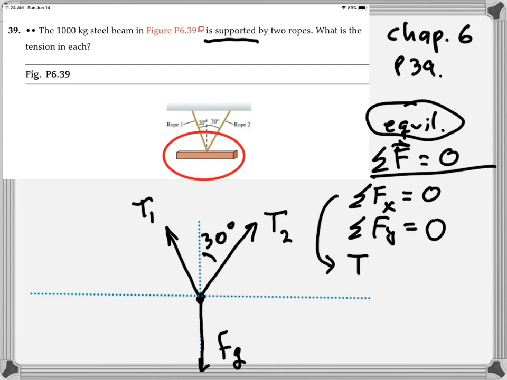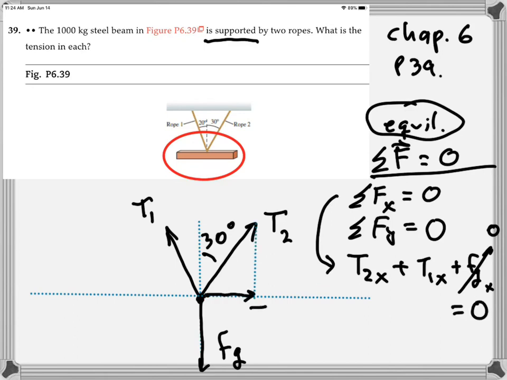In the x direction, we need to find the components of the tension 2 and tension 1. So let's start with tension 2 in the x direction. What we're going to do is add the x components of all the forces acting on the system, but the force of gravity clearly doesn't have an x component, so we're just going to be finding the x component of T2 and the x component of T1. So the sum of T2x and T1x is equal to 0.